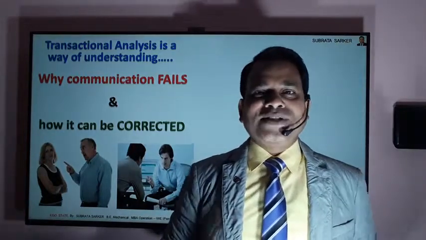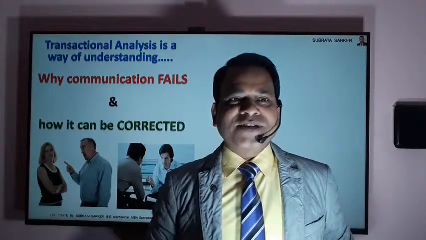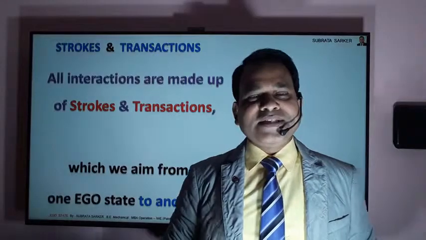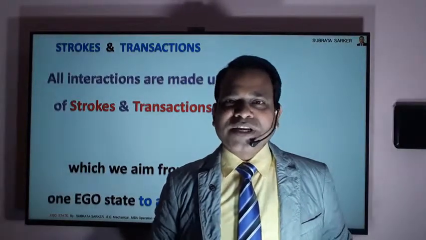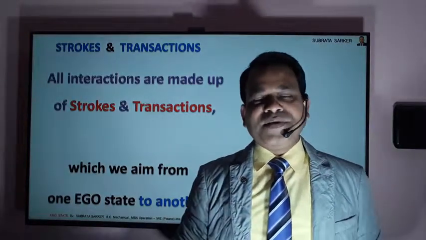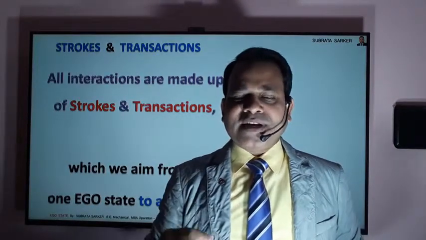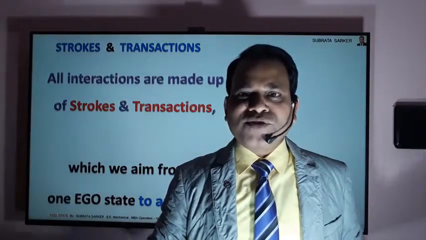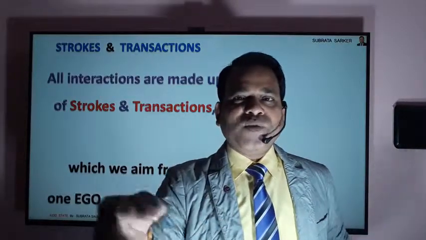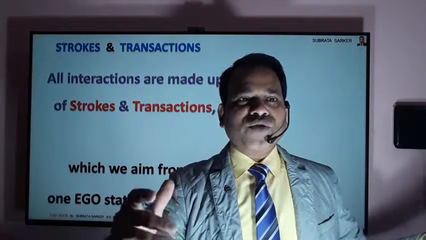One is called stroke, one is called transaction. All interaction is made up of strokes and transactions. Now, what is a stroke? A stroke means a single unit of recognition between two people. A stroke can be verbal, non-verbal, positive, negative, or of varying degrees of intensity. Seeing some person can be a stroke. Saying hi can be a stroke. Asking where are you going can be a stroke.